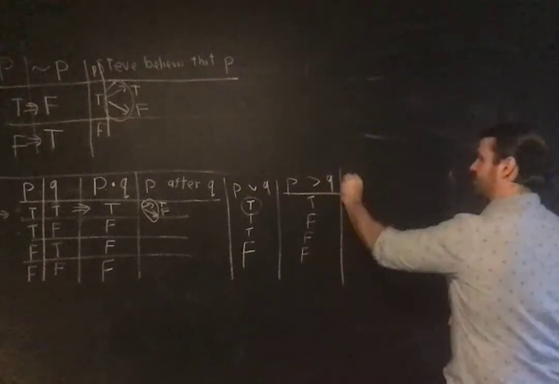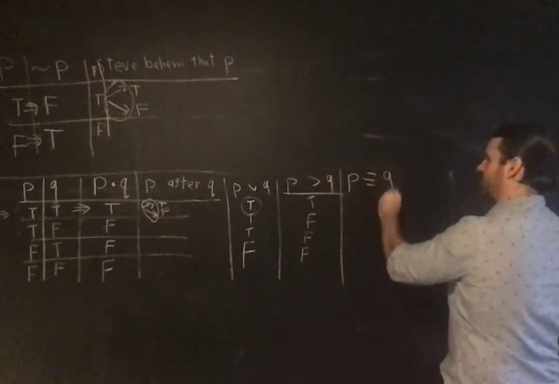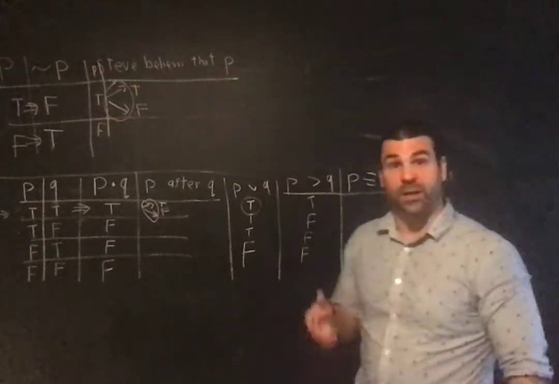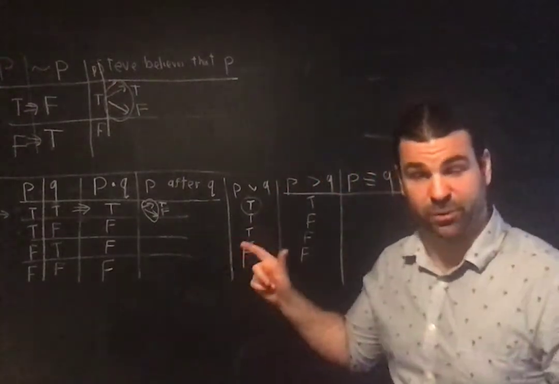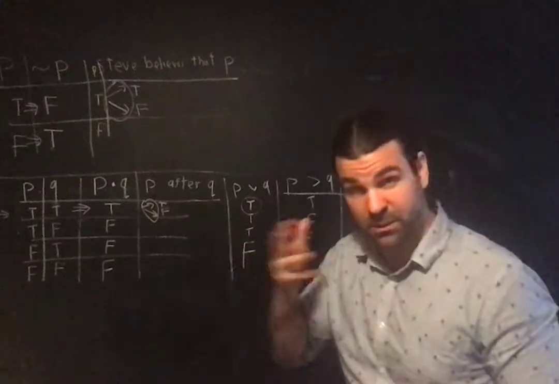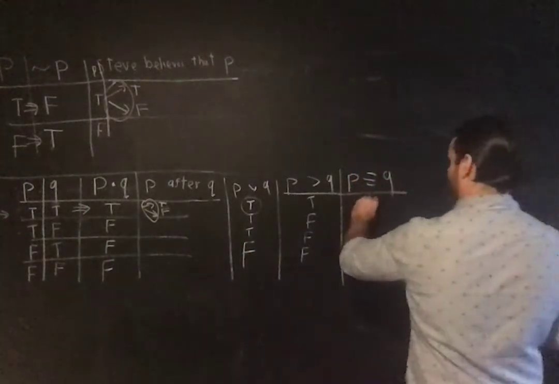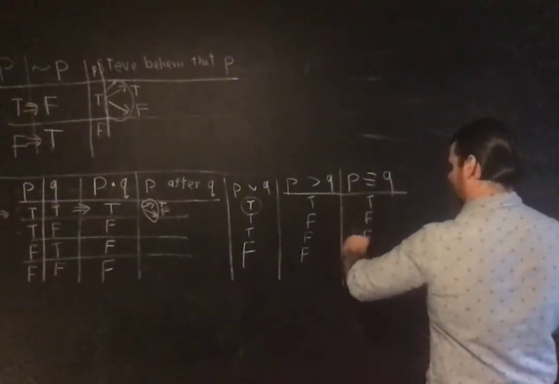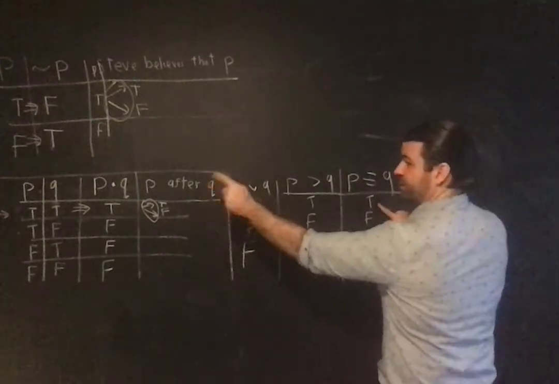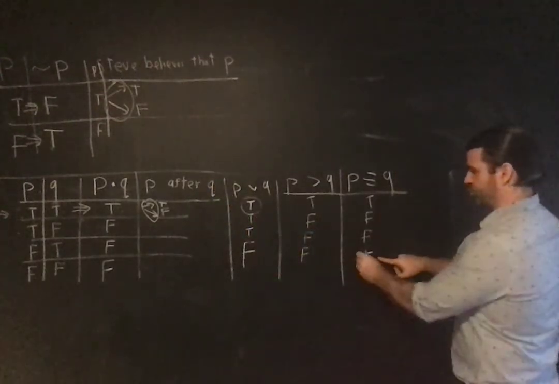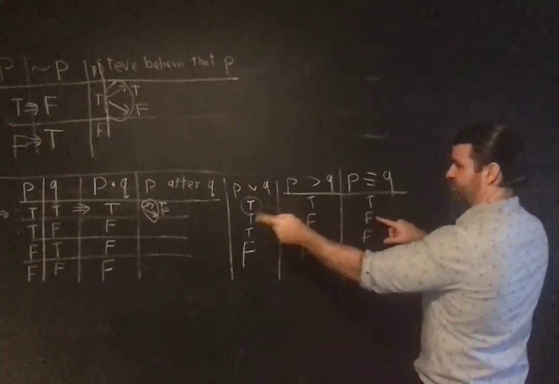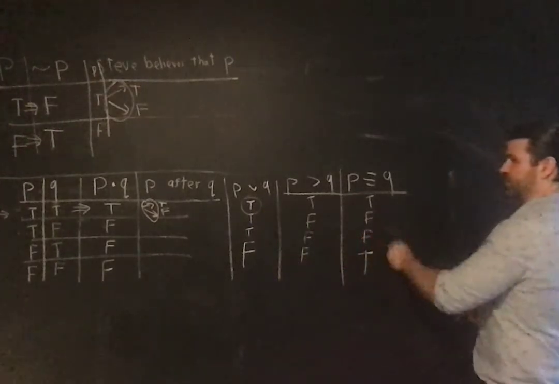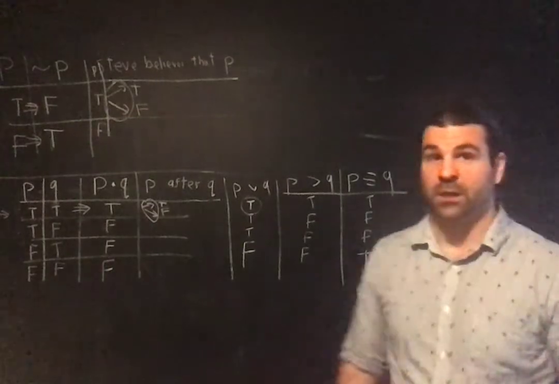The biconditional, P biconditional Q, is true when both inputs have the same truth value and false otherwise. Learn to speak like that. It's true, false, false, true. True when P and Q are both true. True when P and Q are both false. But if it's true, false, or false, true, it's false. It's true, false, false, true. Okay?